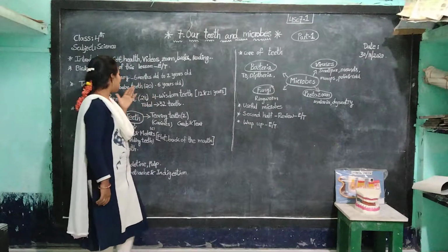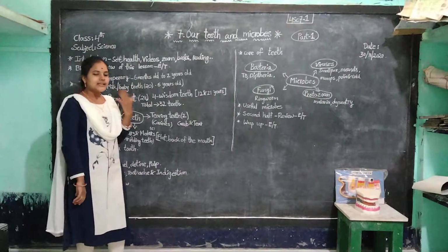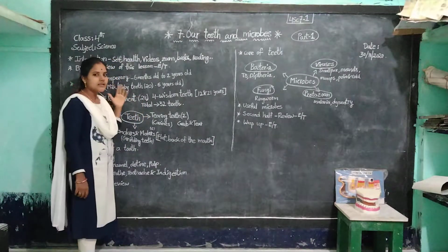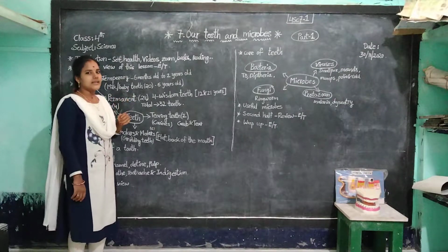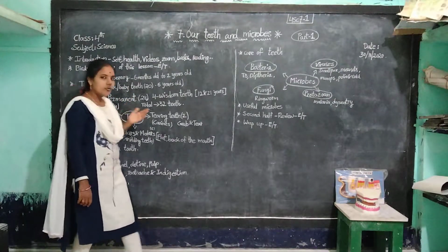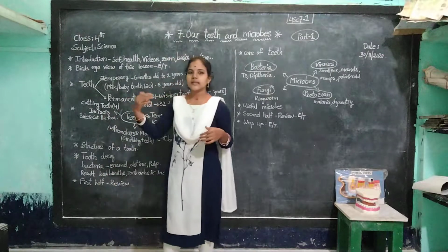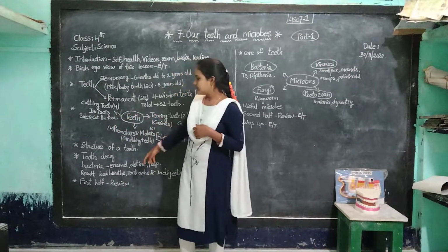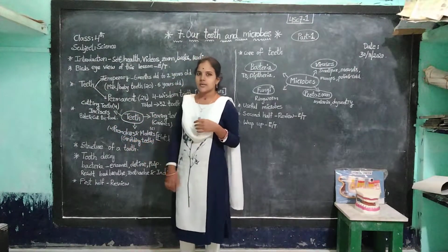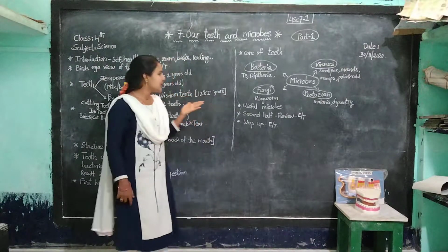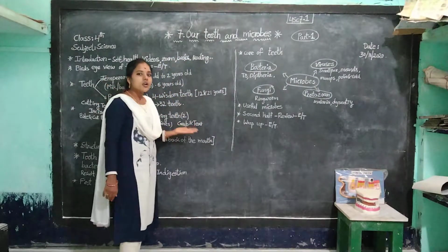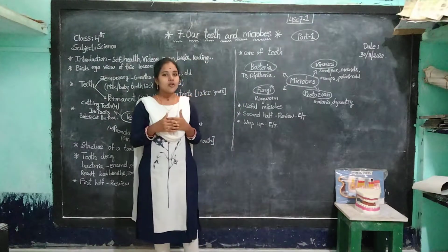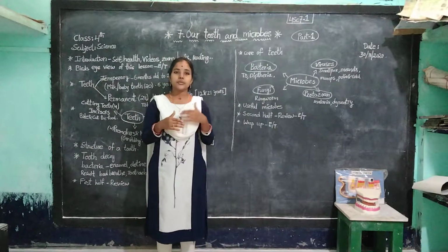First of all, we learn about teeth: what are teeth and how they are useful to us. How many types of teeth? There are temporary teeth and permanent teeth. A human being has 4 types of teeth: incisors, canines, premolars and molars. After that, we learn about the structure of a tooth, and then care of teeth and tooth decay.